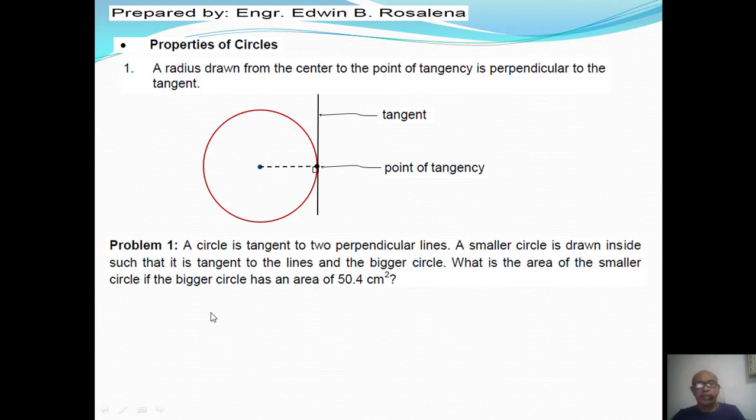Okay, so we are given the area of the big circle, 50.4 square centimeters. I can solve for the radius of the big circle. So using area equal to 50.4 equal to pi r squared, the radius of the big circle, which is big R, equals 4 cm. So we can draw the figure.